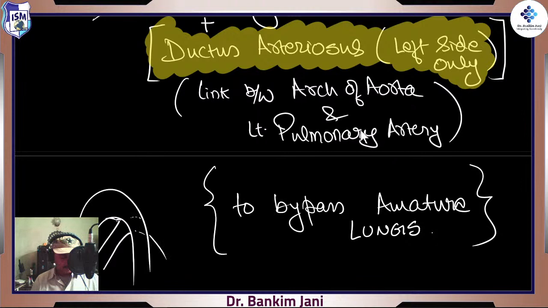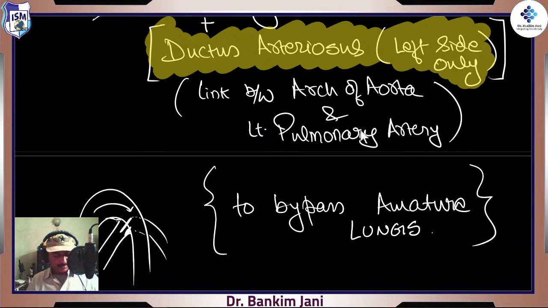So this is a link between both of them. It's a small one, right? Tomorrow I'll show you even more about it. But it means that the arch of aorta, whatever the blood comes, and this pulmonary artery, both of them can exchange it over here. Normally it is not happening in adults. But that's the reason that in fetus it is necessary.